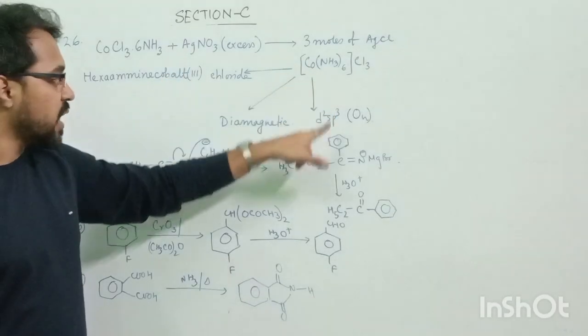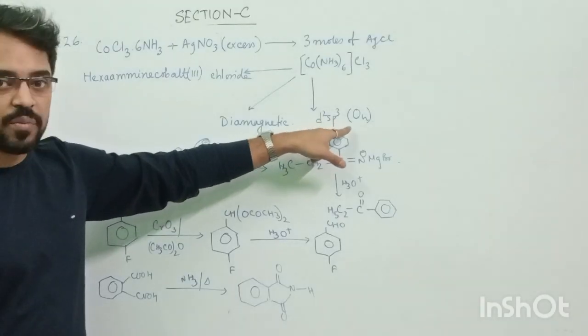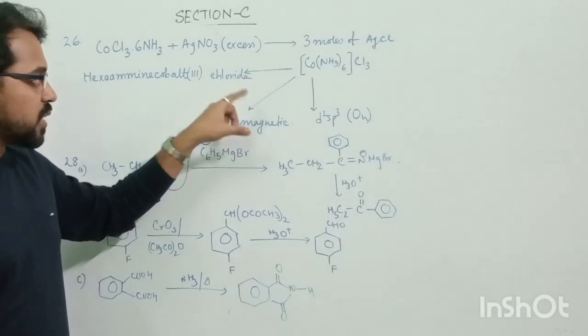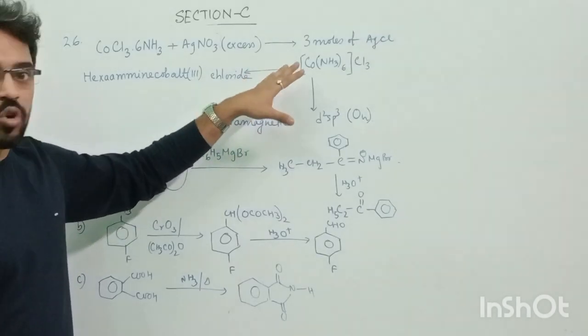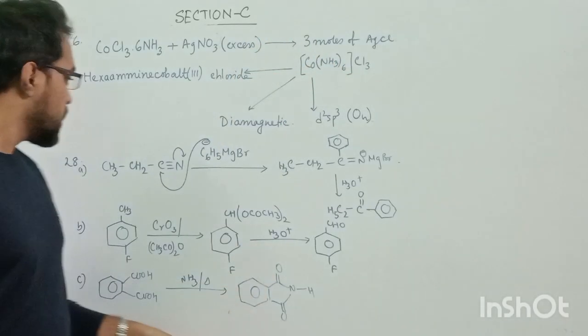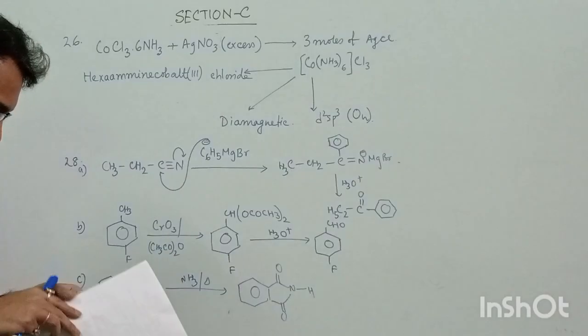Ammonia is a strong field ligand, so it is an inner orbital type complex, d2sp3 hybridization, octahedral geometry, and it is diamagnetic because it will have no unpaired electrons, as cobalt 3 plus is in d6 configuration. Next is question number 27.